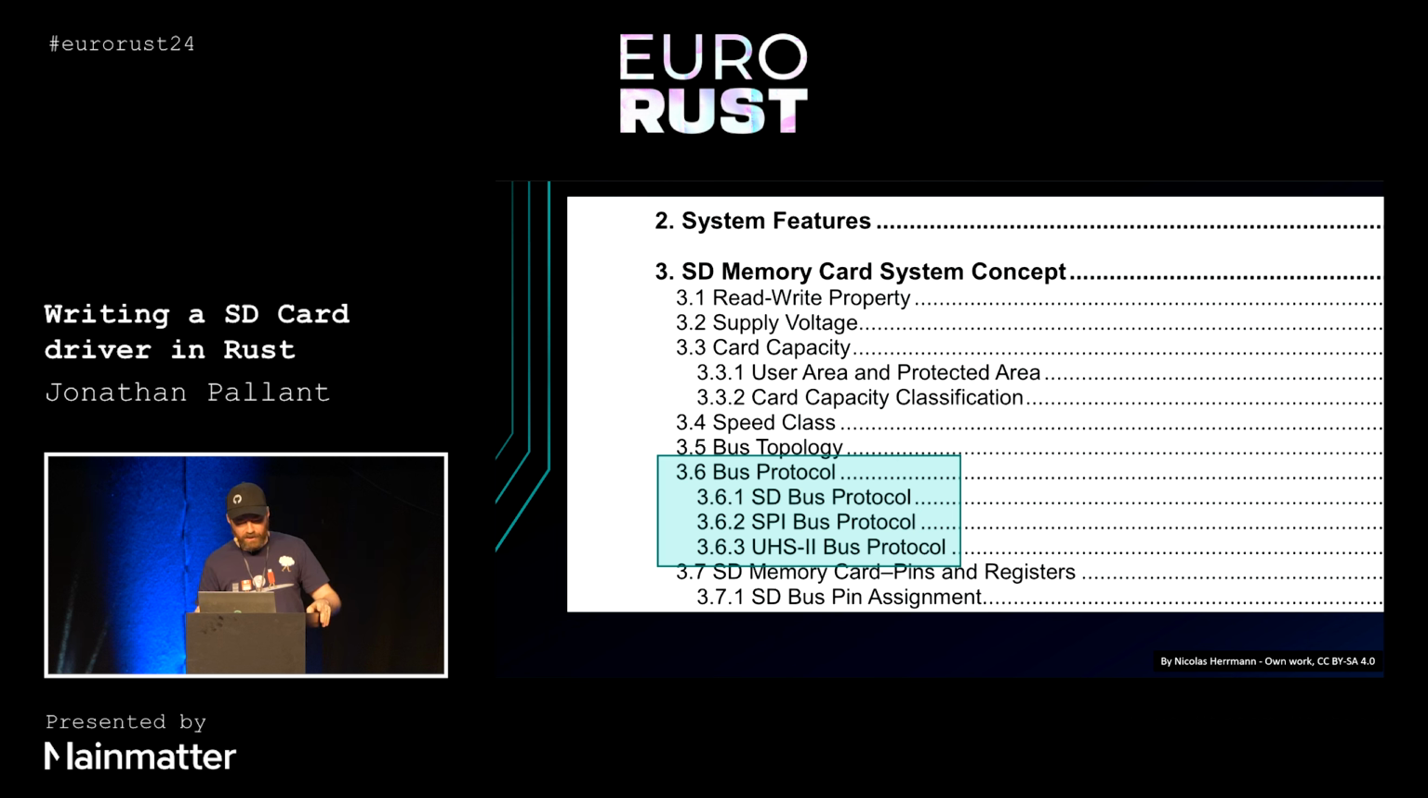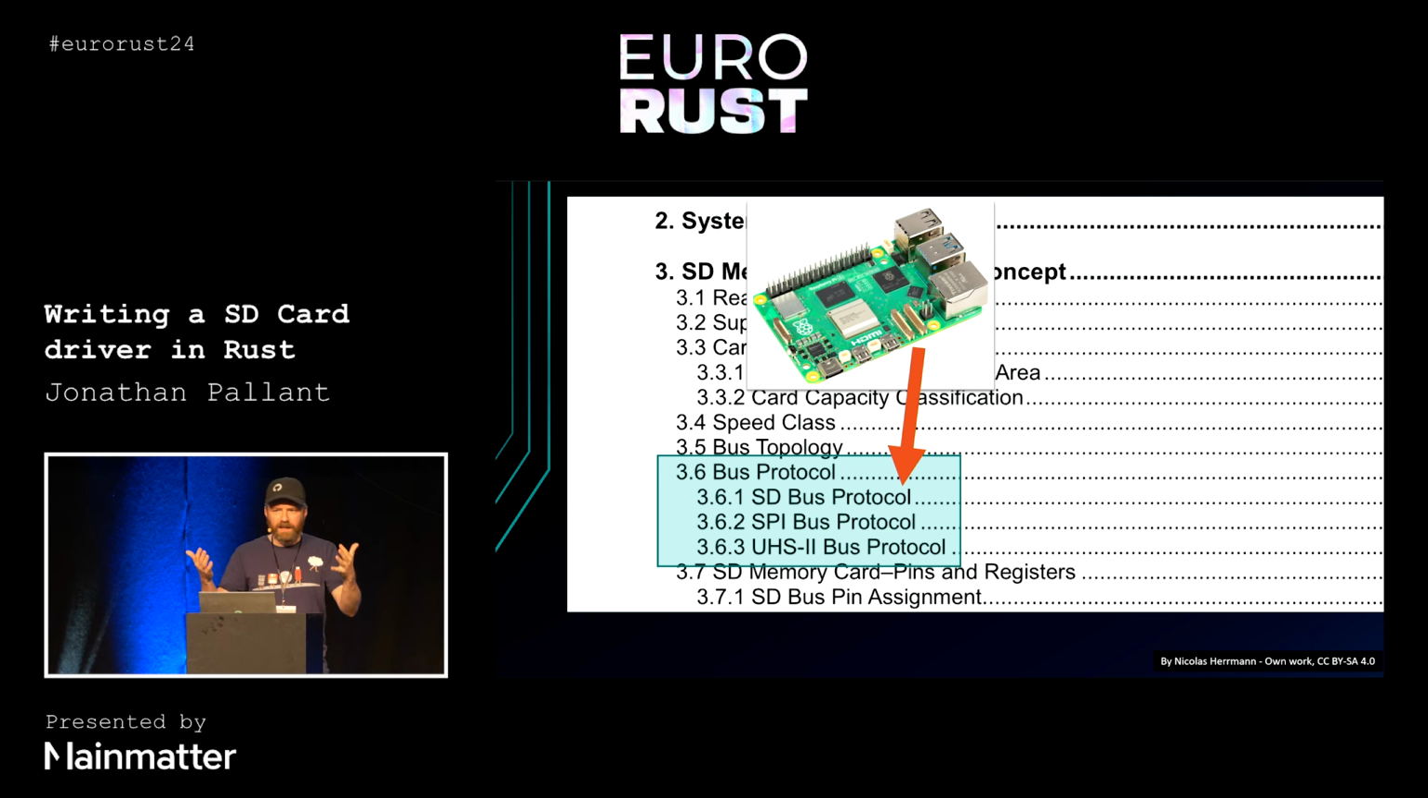Within that specification, it talks about 3 kinds of bus protocol. There are different ways to talk to your SD card. The SD bus, the SPI bus, and a thing called the UHS-2 bus. Well, that first one, that's the thing your Raspberry Pi is going to use. Your Raspberry Pi 3, 4, 5, and whatever. It's a 4-bit wide bus, and you can go up to maybe 100 megabytes a second.